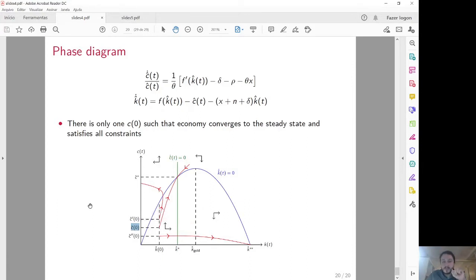So this class will be divided in two parts. First, we'll learn how to simulate the path of a variable that is described by a differential equation, which in this case is consumption and capital. And then in the second part, we will learn how to determine the initial consumption. After we have these two, we have a full characterization of the model, right? Because we will be able to know the values of consumption and capital over time for any time period. And then from these two variables, we can find all the other variables, such as the interest rate, the wage rate, the savings rate, and all the other variables that we want.